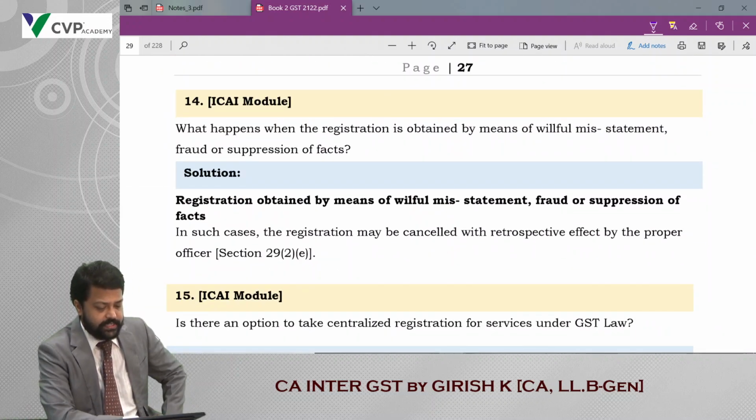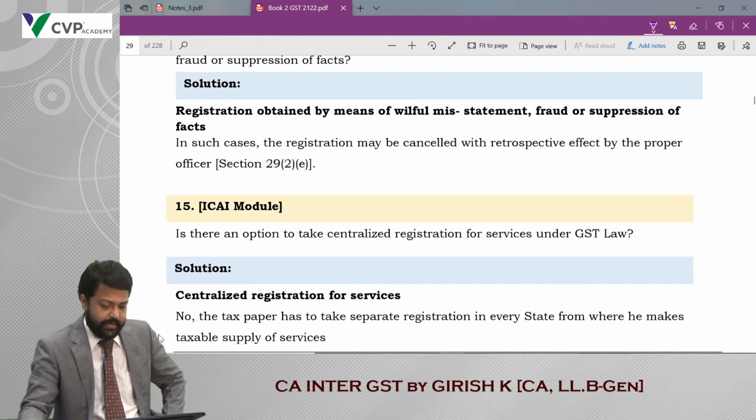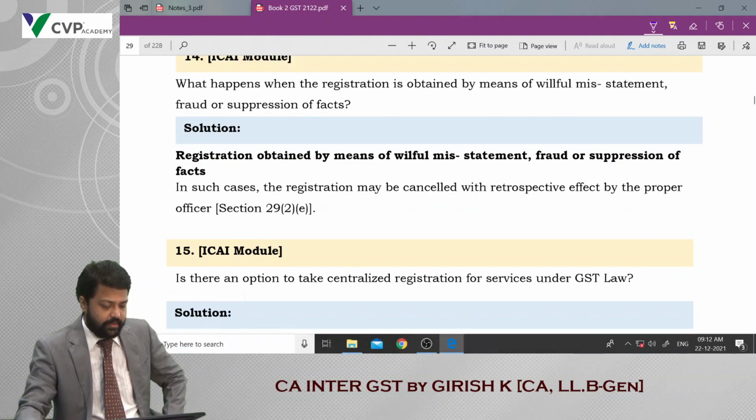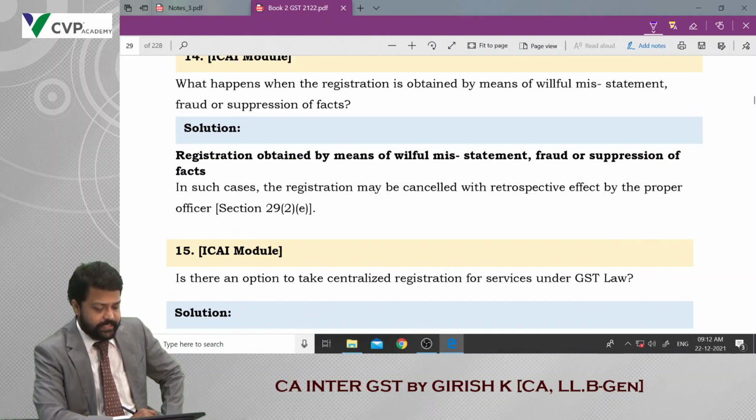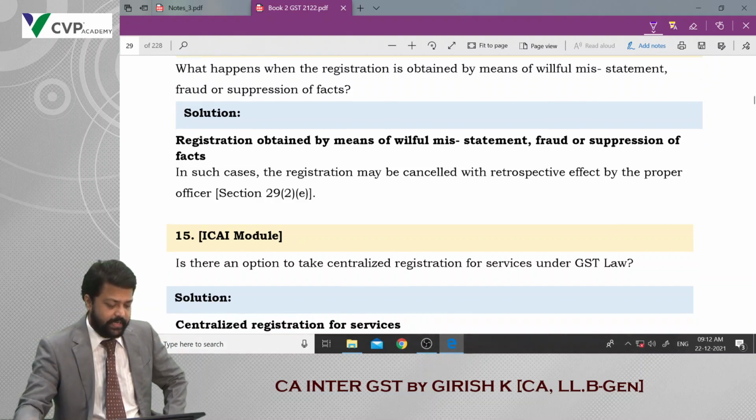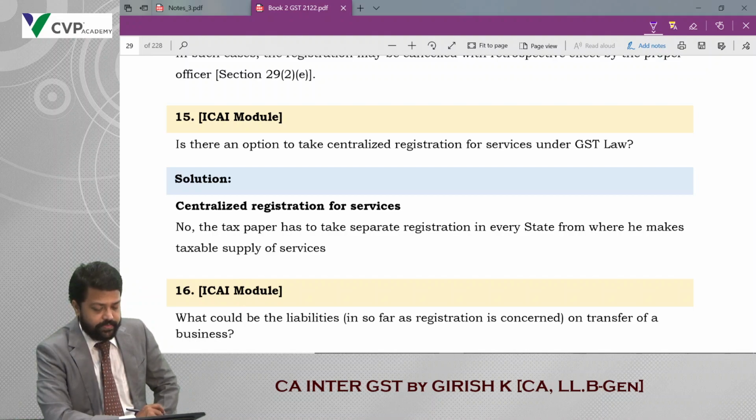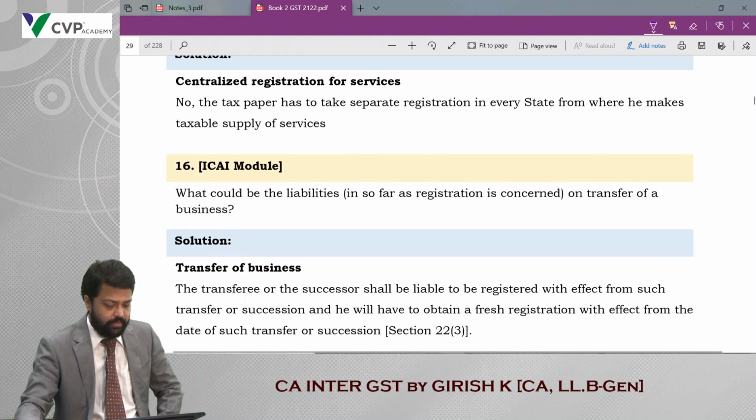What happens when the registration is obtained by means of willful misstatement, fraud, or suppression of facts? The officer can cancel the registration. Correct. In such cases, the registration may be cancelled with retrospective effect by the proper officer under section 29(2)(e). Is there any option to take centralized registration for services under GST law? No, no such registration is available.